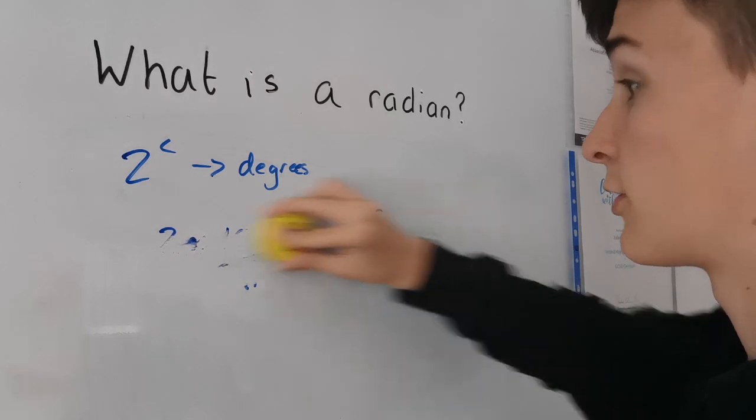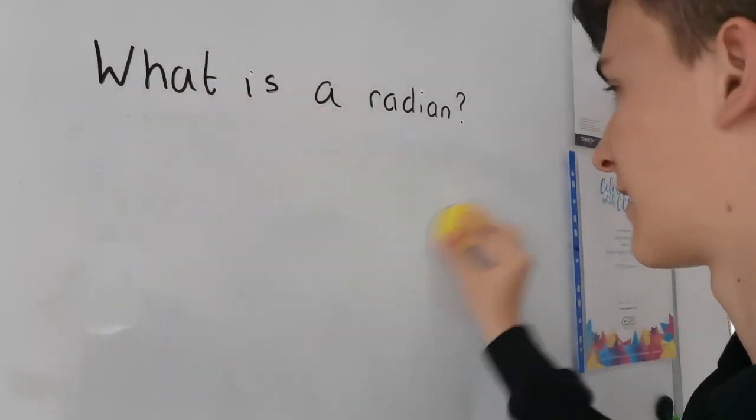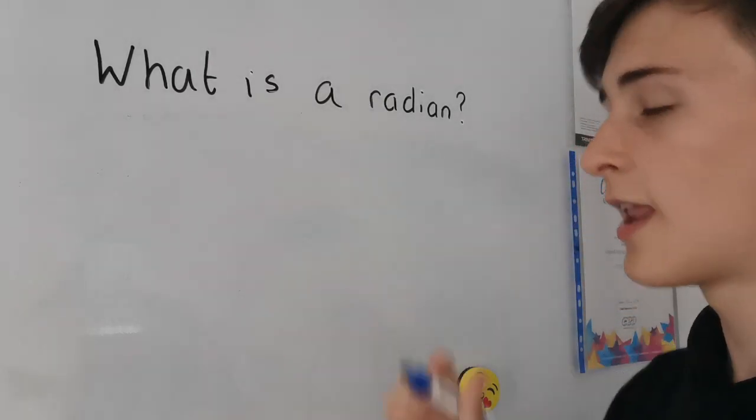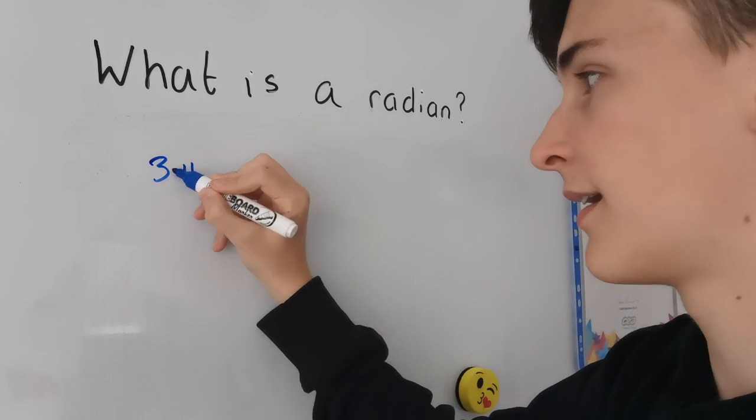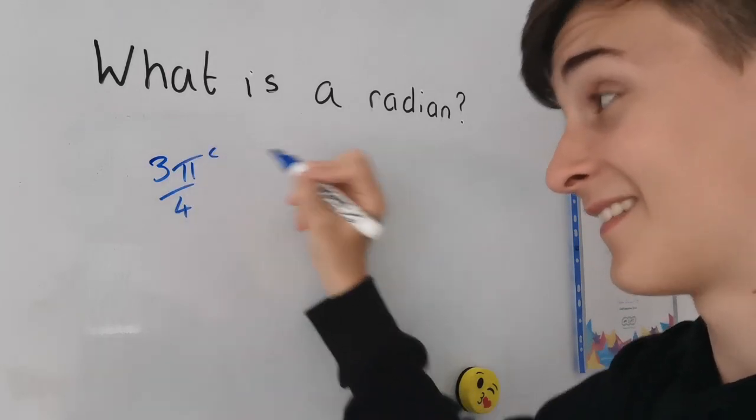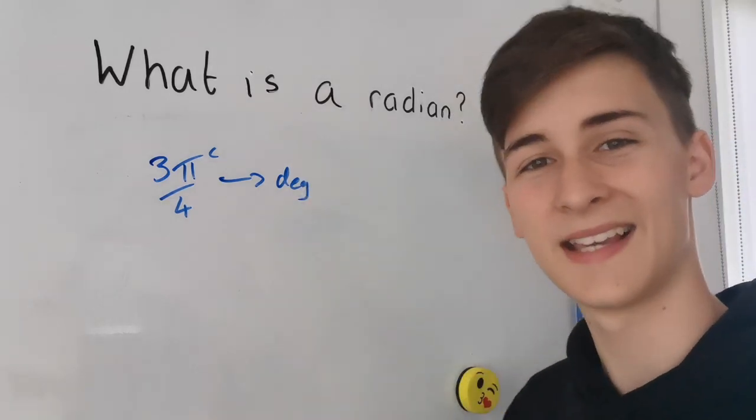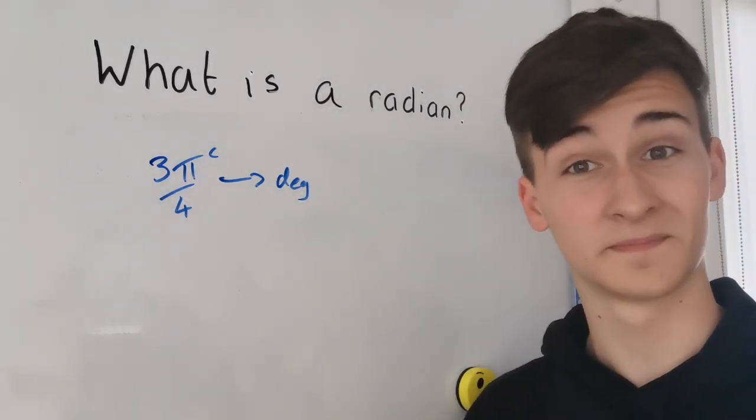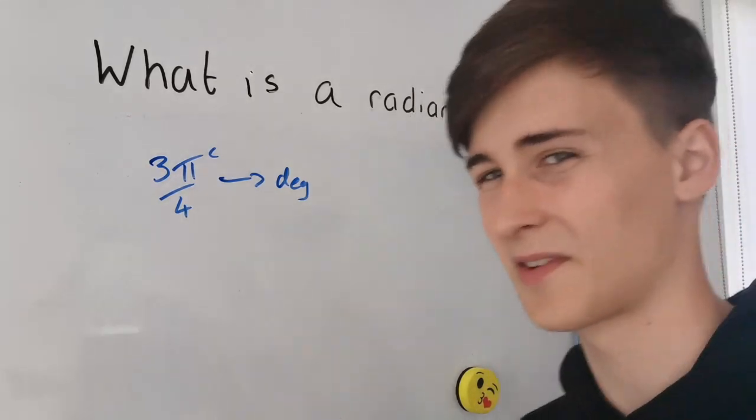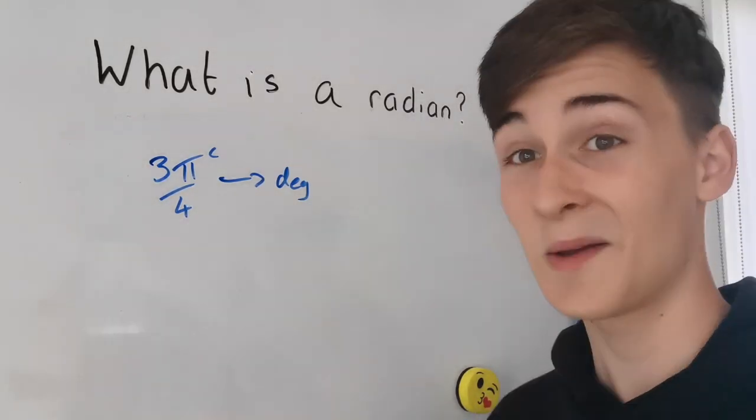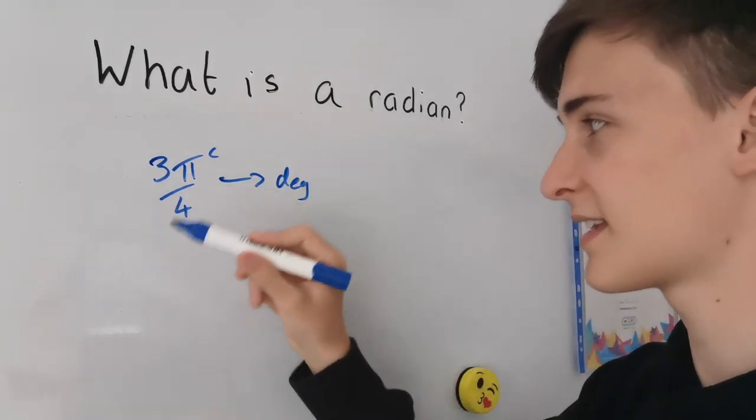Now, you can try one, and I'll make the actual calculations ones that you can do in your head. So let's go for 3 pi over 4 radians to degrees. Now pause the video and see if you can do this now. Okay, hopefully you did that. If not, obviously still fine, and I will convert. So we're obviously converting this to degrees.